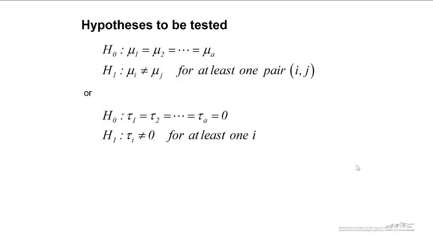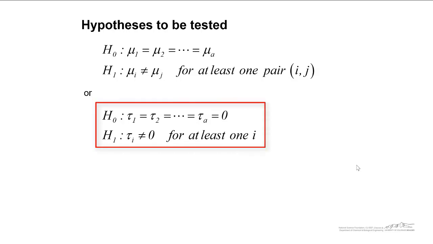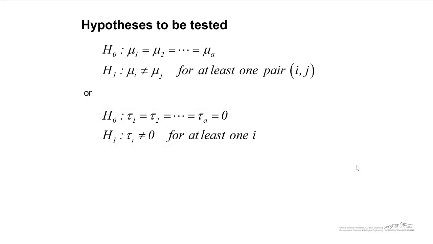Alternatively, and actually this is more common, our null hypothesis is that the treatment effects, tau 1 up to tau a, are all equal to 0, so there's no treatment effects. There's no differences between the restaurants. And our alternate is that for at least one i, there is a treatment effect. And so this is an alternative way that we can set up the hypothesis to be tested using ANOVA. In the next screencast, I'll show you how we can partition the sum of squares and we can perform this hypothesis test in Excel.